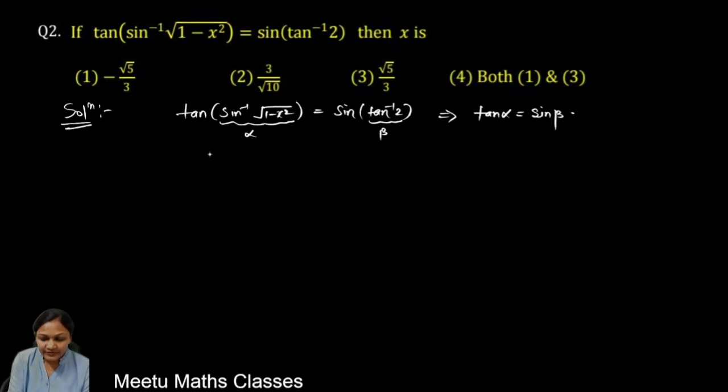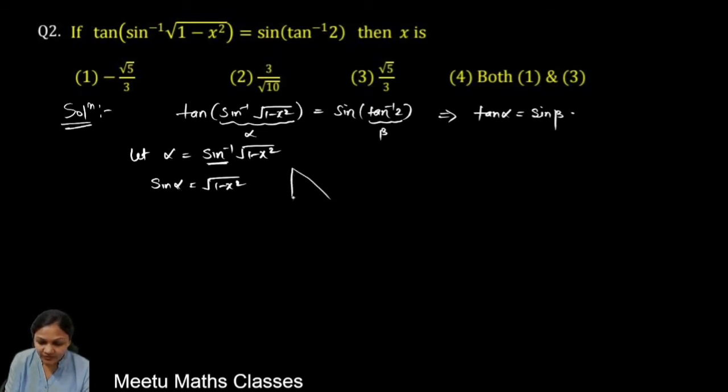So it will give you that tan alpha is equal to sine beta. Okay, now find out, let alpha be equal to sine inverse of square root 1 minus x square. Then if you shift the sine inverse to the left, then sine alpha is equal to square root 1 minus x square, and now alpha is an acute angle. So by completing a right angle triangle, let this angle be alpha, then sine alpha is perpendicular upon hypotenuse.